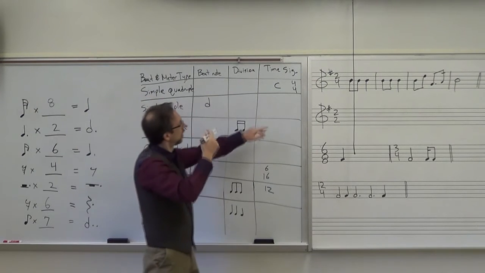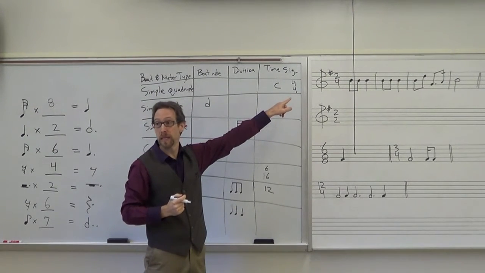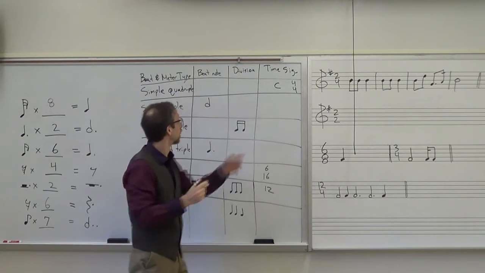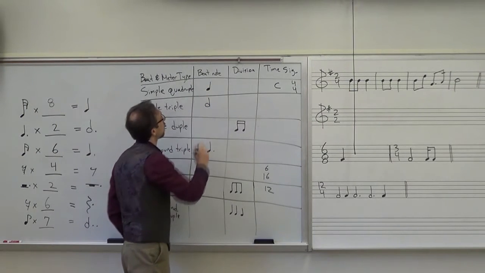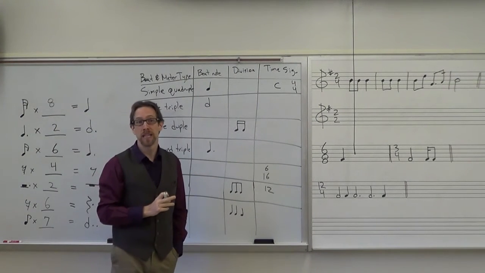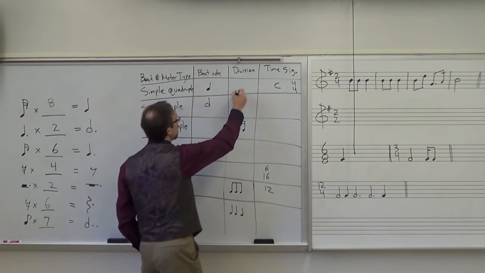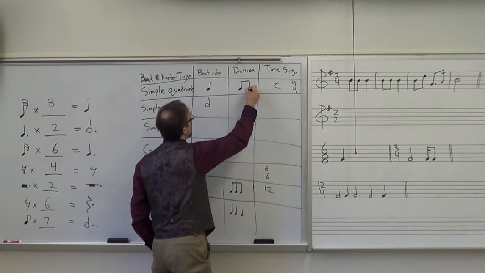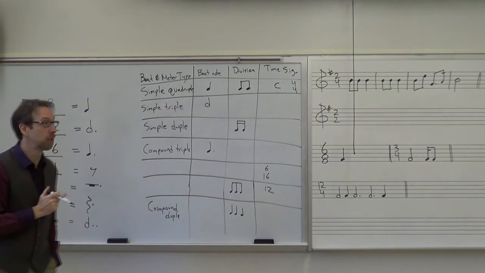The bottom number, 4, tells us that the quarter note equals 1 beat. So we draw the quarter note right there. Which means the division of the beat is at whatever note value there's two of that goes into a quarter note, which is two eighth notes. That's how I would complete that chart.